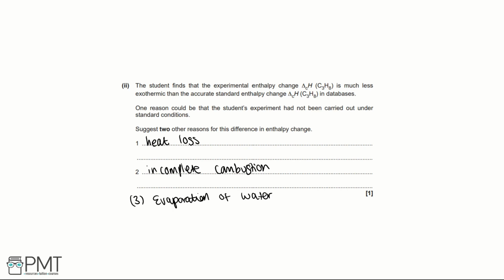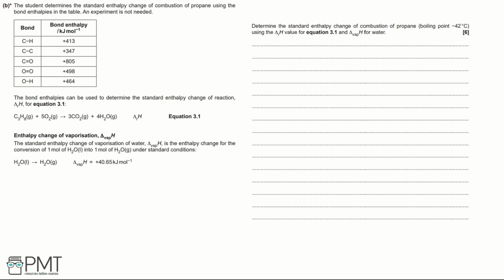You can't just have 1 and you can't have 3. You need 2 of the 3 categories. Part B. The student determines the standard enthalpy change of combustion of propane using the bond enthalpies in the table. An experiment is not needed. The bond enthalpies can be used to determine the standard enthalpy change of reaction for equation 3.1.